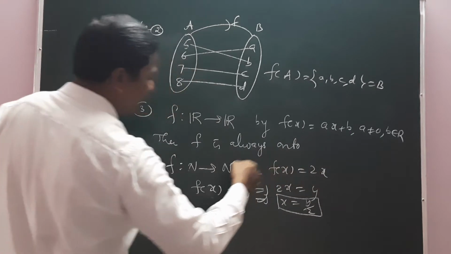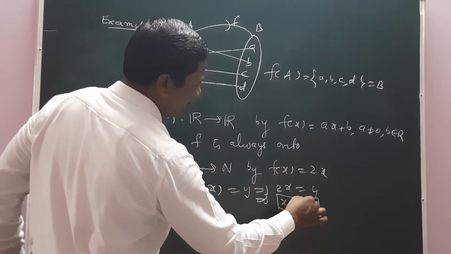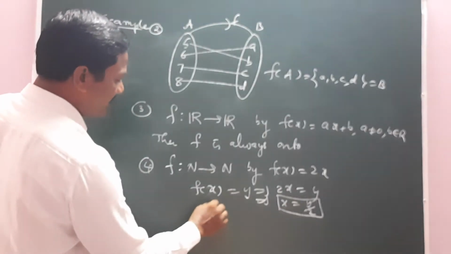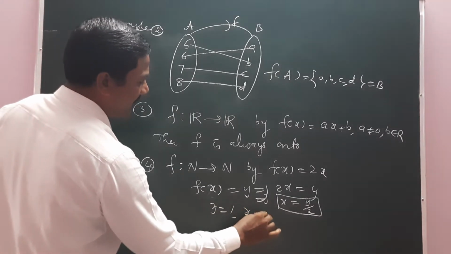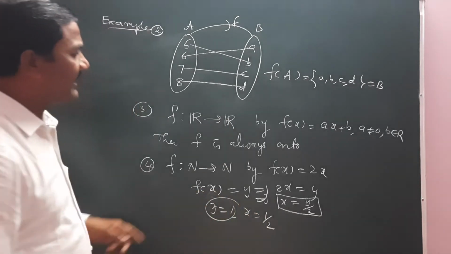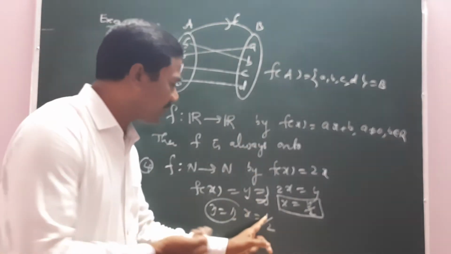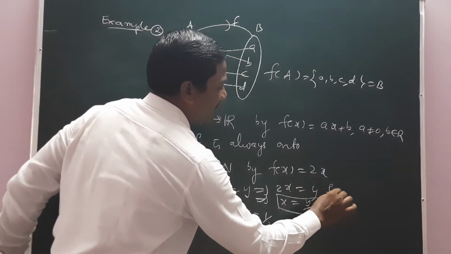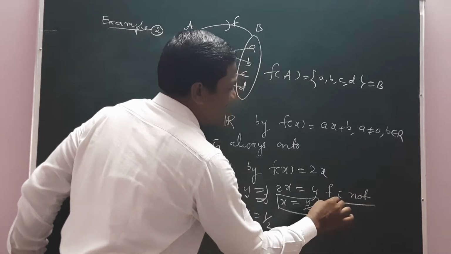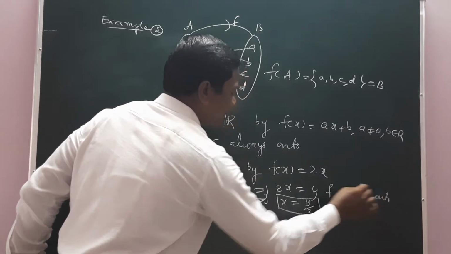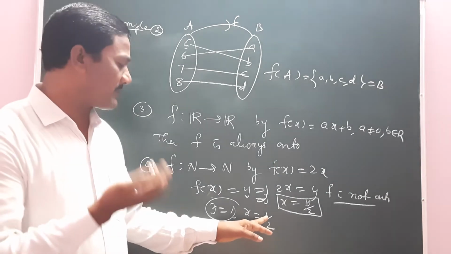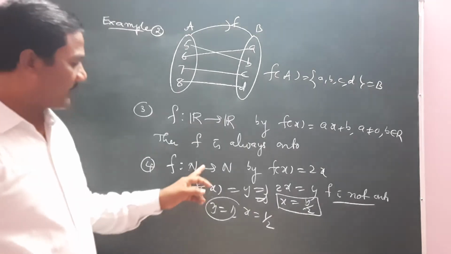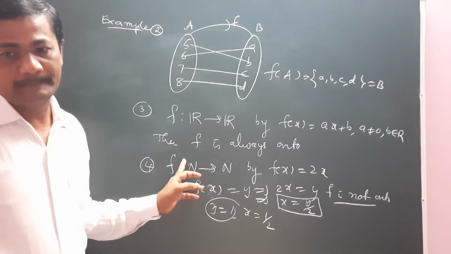Suppose in this case in the codomain y is 1, automatically x is equal to half only. Suppose y is equal to 1 and x is equal to half only. That means y is an element of the codomain, but there is no pre-image in the domain only. In this case, f is not onto. For this reason, f is not onto, because there is no pre-image of 1 in the domain A only. In the domain A means natural numbers only, right?